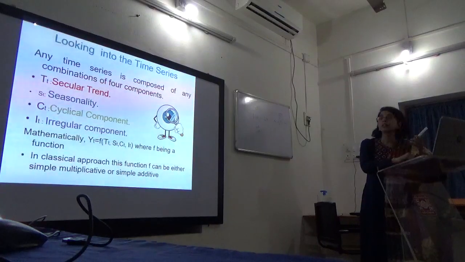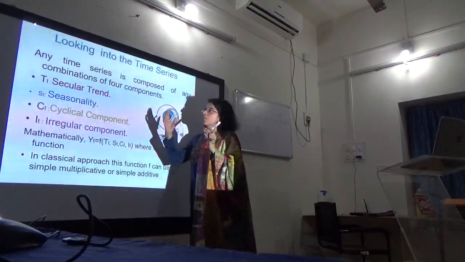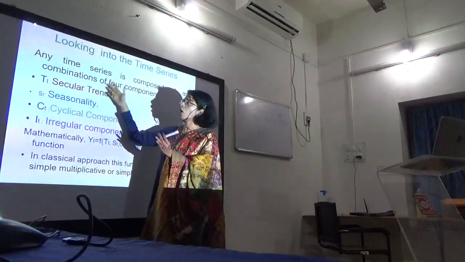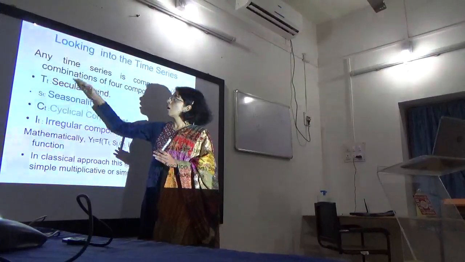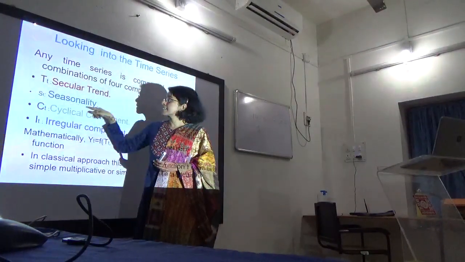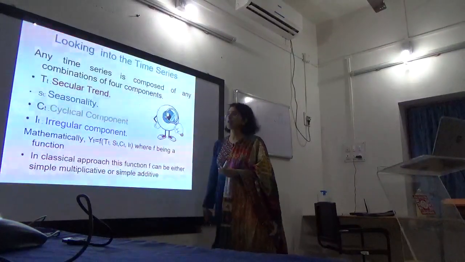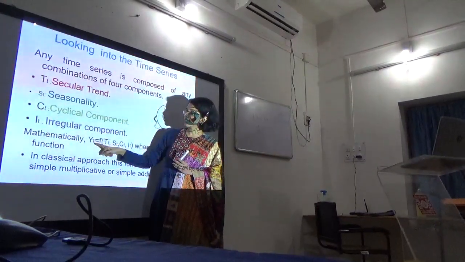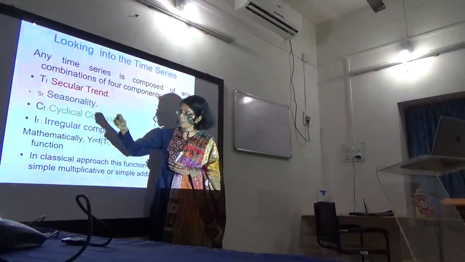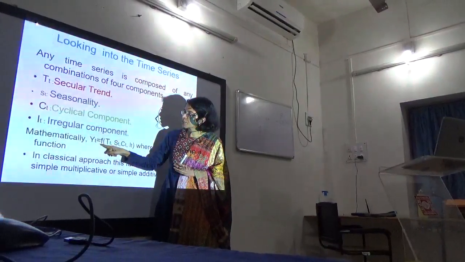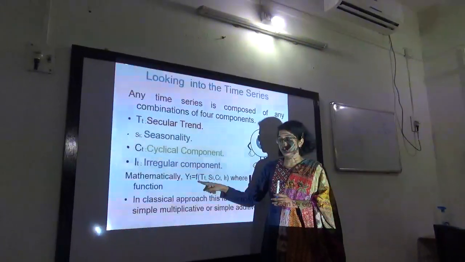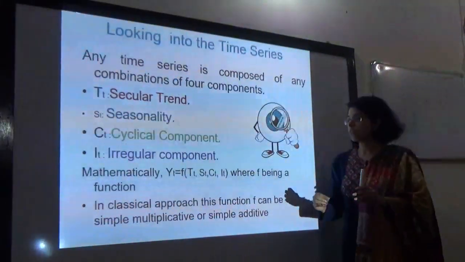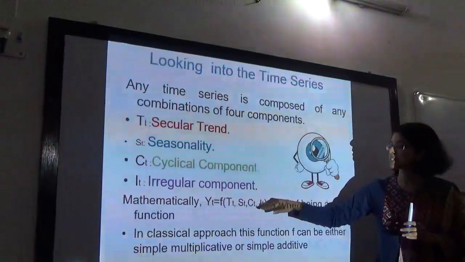Okay. So these are the notations. Y_t is your time series, T_t is the secular trend, S_t is seasonality, C_t is the cyclical component, and I_t is the irregular component. Now, mathematically, in a time series, t means the t-th time point. So Y_1952 means it is the observation at the year 52. So Y_t is a function of T_t, S_t, C_t and I_t.